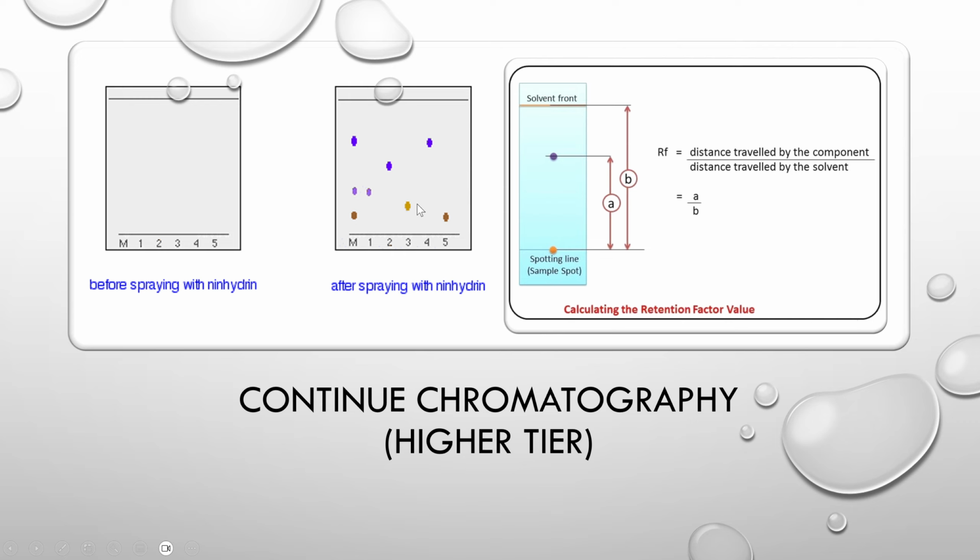Now that I see them, I need to identify them. How do I do that? By measuring the RF value. RF is short for retention factor. Basically, we measure the distance traveled by the spot from the baseline, and I divide it over the distance traveled by the solvent line from the baseline as well. That's my starting point of measurement. You note that it must be less than 1 because the solvent front will rise higher. Number 2, the higher the RF value, the higher the solubility, because it means the distance traveled is higher up the chromatography paper.